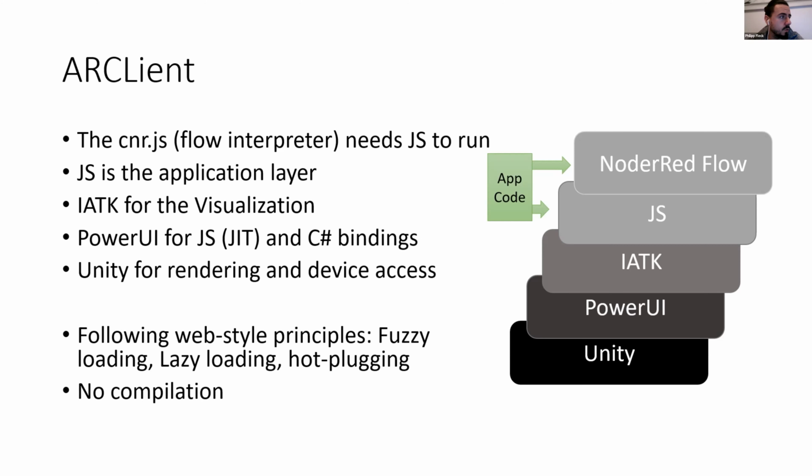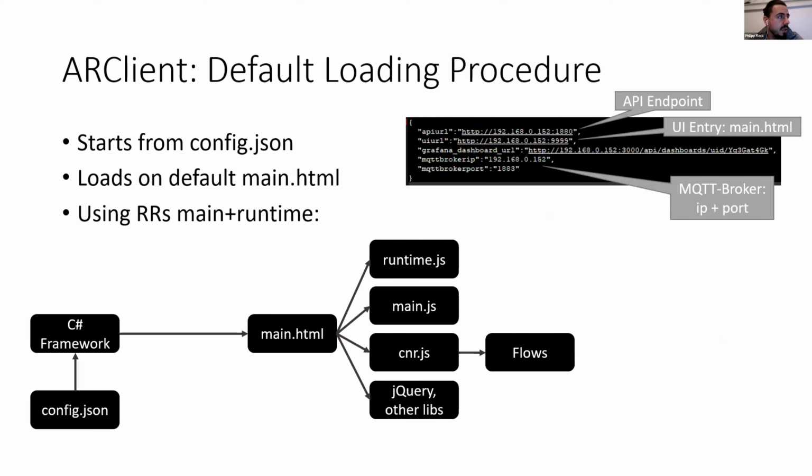I hope this is not too technical, but we need some basics of that to understand how these applications are done. The default loading procedure is very easy, more or less. We have a configuration which defines the endpoints. This can be anywhere in the network where we can reach it. This is loaded through the C# framework, and we use a common entry point, main.html, and this one keeps then loading up more and more stuff.